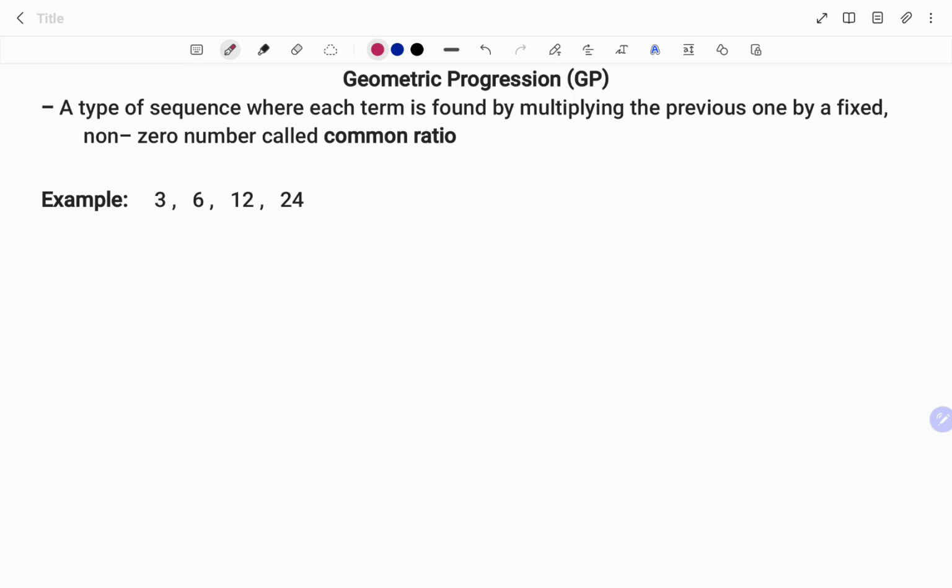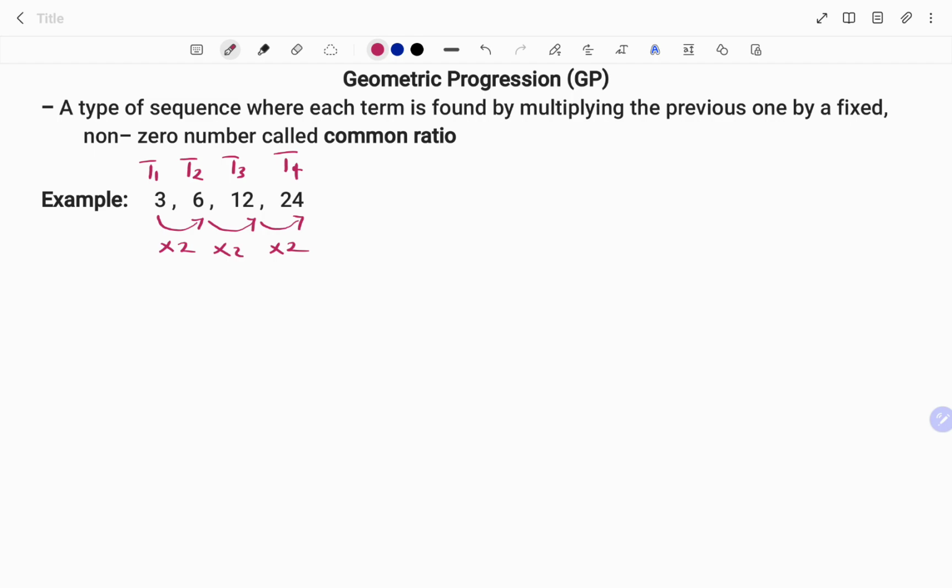To move from 3 to 6, I'm going to be multiplying by 2. To move from 6 to 12, I multiply by 2. And to move from 12 to 24, I'm going to be multiplying by 2. The first term here, I'm going to call it term 1, which is 3. The second term is term 2, which is 6. The third, 12, and the fourth, 24.